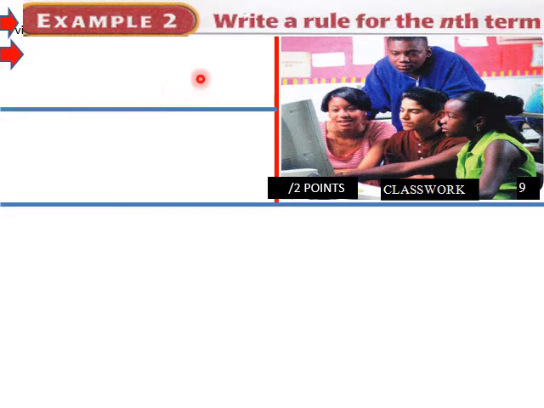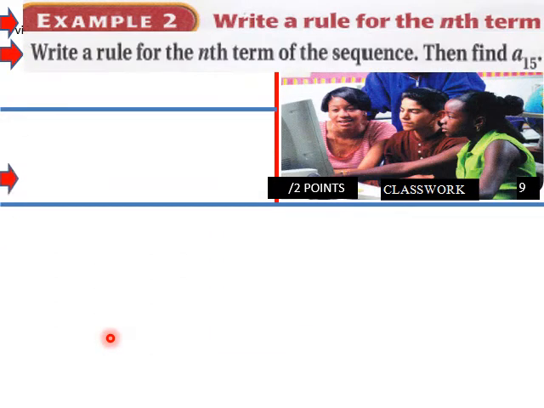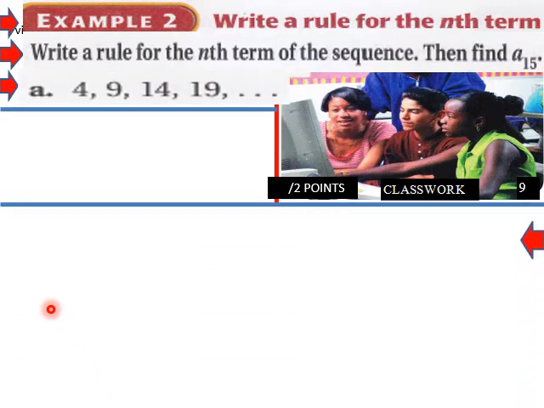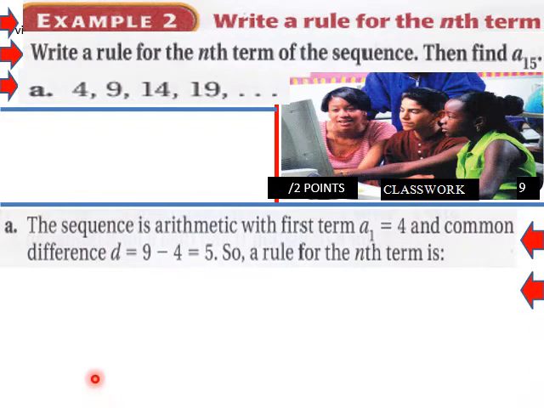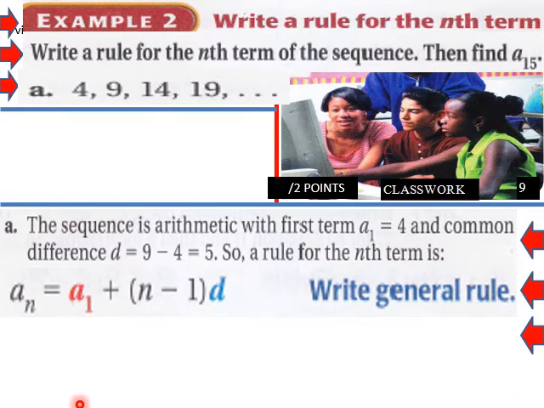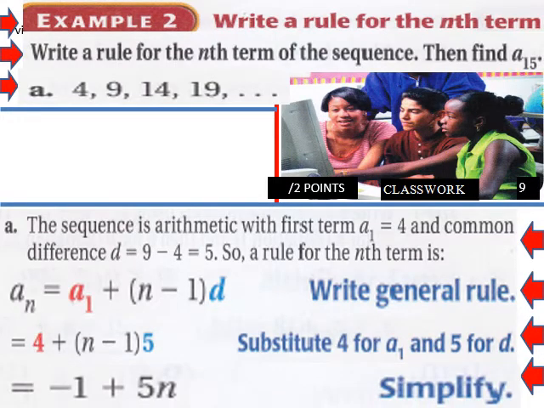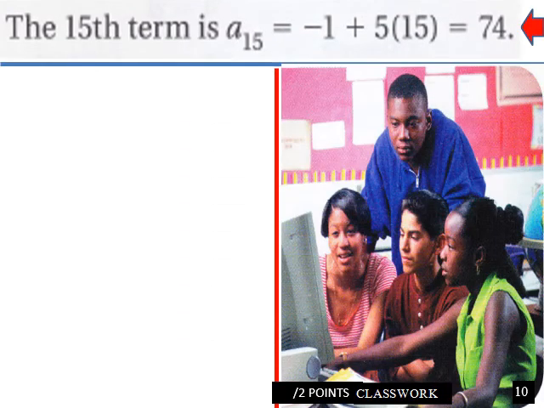We have this sequence here. Then find the 15th term of it. The sequence is arithmetic, with first term a1 is 4 and common difference 5. So a rule for the nth term would be an equals a1 plus n minus 1 times d. This is the general rule. So 4 plus n minus 1 times 5. Substitute 4 for a1 and 5 for d, our difference. Then negative 1 plus 5n would be our rule for that arithmetic sequence. The 15th term, a15, would be negative 1 plus 5 times 15, which is 74. That would be the 15th term.